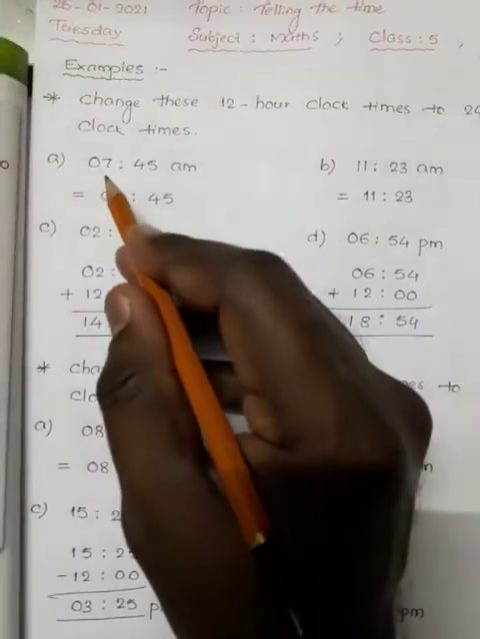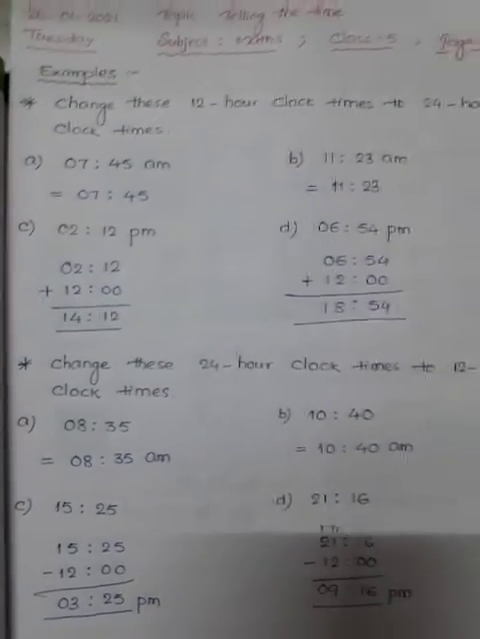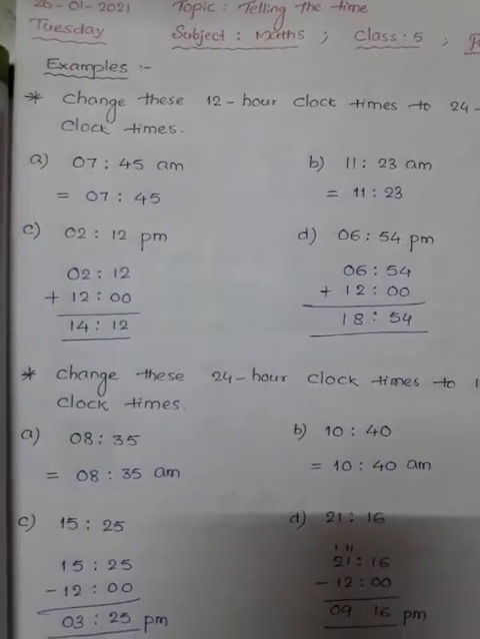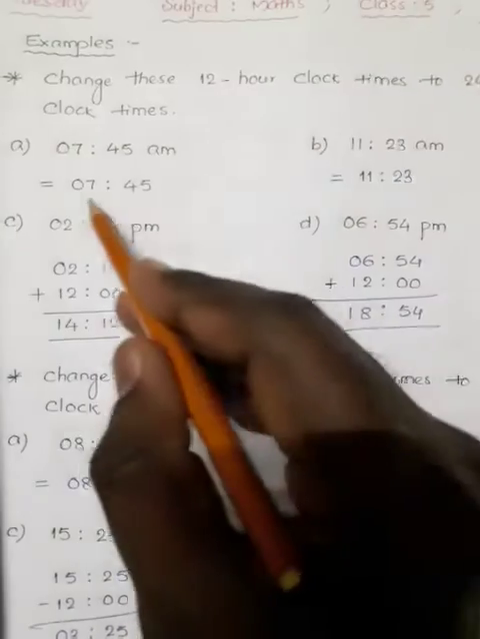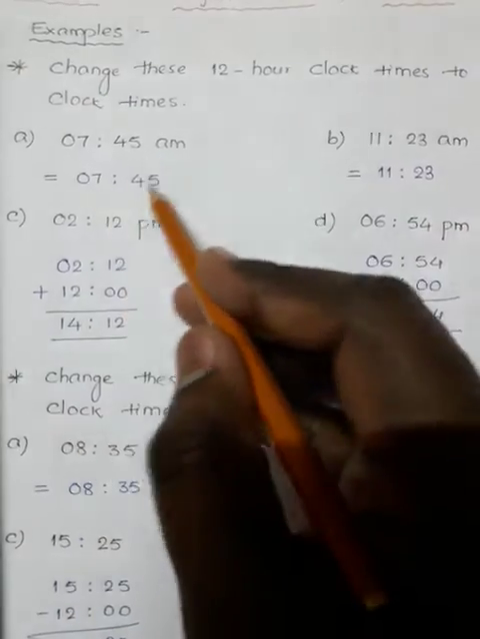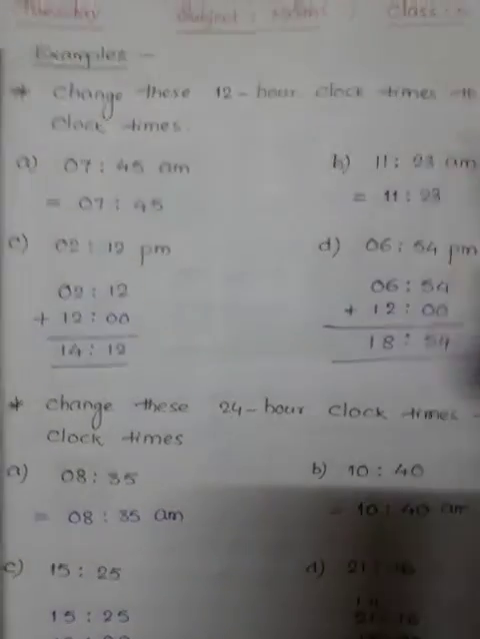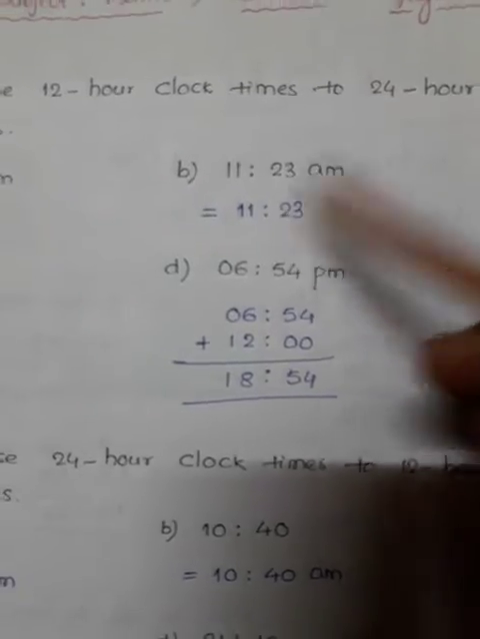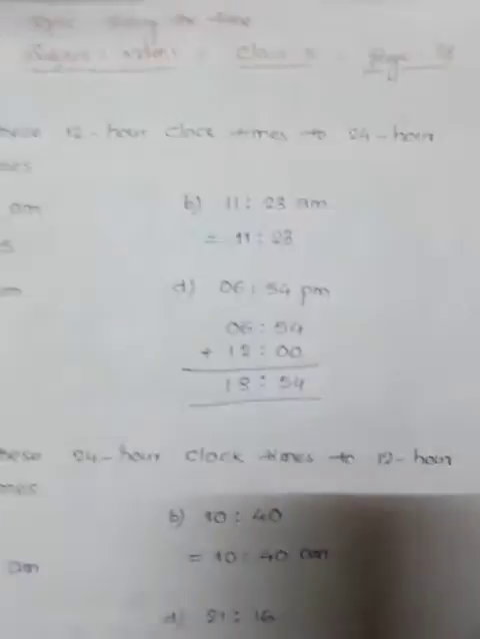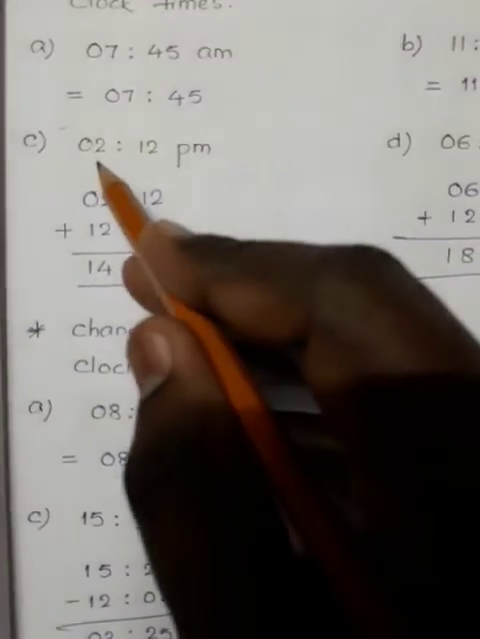So how to convert 7:45 a.m.? You know that in a 12 hours clock there is am and pm. So 7:45 a.m. Whenever it is am, no need to change, write it as it is. So 7:45, that's it. In a 24 hours clock there is no am and pm. Here also 11:23 am. Whenever am, write it as it is, no need to change anything, just remove am. So 11:23. But here now 2:12 pm.